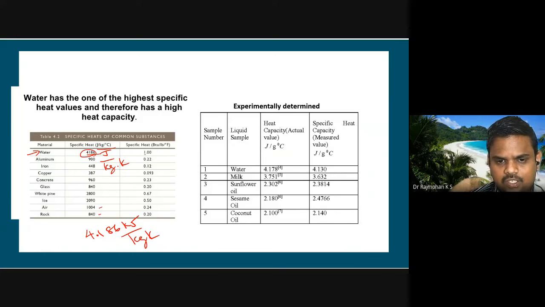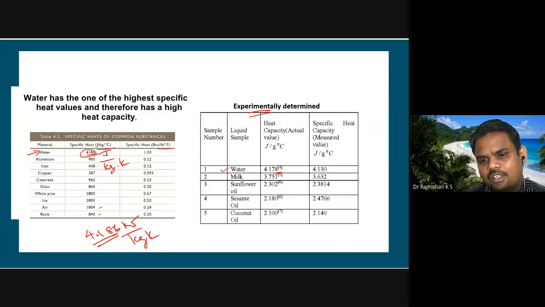Here you can see the values for water, air and others. Specific heat data is also given in BTU per pound per Fahrenheit, so depending upon the situation we have to use appropriate units. This is the experimentally determined specific heat capacity of water, 4.178, where what we are using is 4.18, so the values match up to the second digit after the decimal point. Here you can also see the Cp values of liquids like milk, sunflower oil, and coconut oil listed.